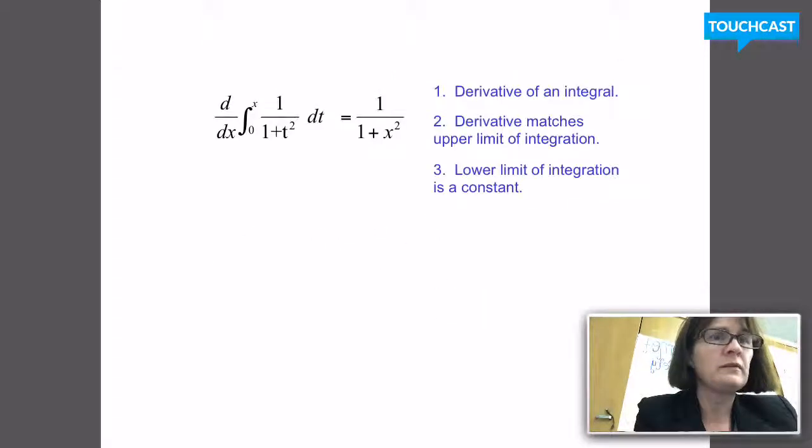I guess the answer is already printed there. So here, if I want to take the derivative of this integral, I'm going to check that all three criteria are met. I'm taking the derivative of an integral. The variable, which is x, matches the upper limit, which is also x, and the lower limit is a constant. So all that happens is I'm going to replace the t's in that integrand with x's, and I get 1 over 1 plus x squared.